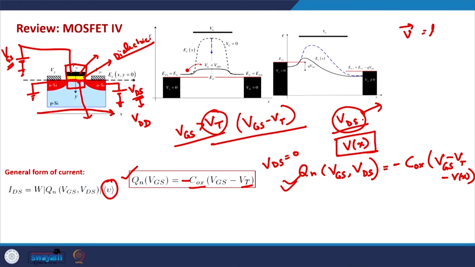this depends on the mobility times the electric field, and this is true in the case of long channel MOSFETs. Most of the time this is true, because in long channel MOSFETs we can properly define the mobility of electrons. In ballistic MOSFETs, as we have already seen, this notion of mobility is not well defined, and we need to start with the basic principles.